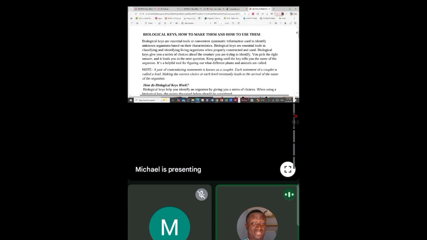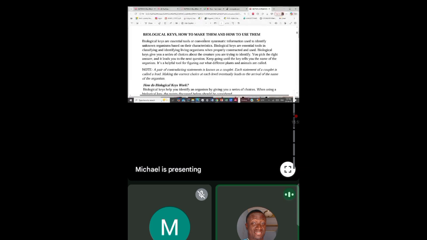So now let's start the lesson. You did well by explaining what biological keys are. As we said, they are essential tools that help us gather information about organisms to help us differentiate them. As we have in the definition here, they are essential tools of convenient systematic information. This is information that we are providing you, and it gives you an idea as to how to identify organisms that you don't know.